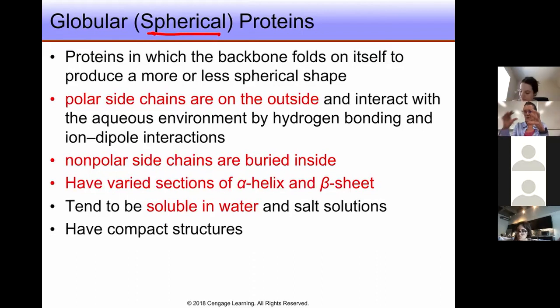And in general, think of a sphere, a solid sphere. On the outside of that solid sphere, you're going to have the polar amino acids. So which ones can you think of that could be polar?